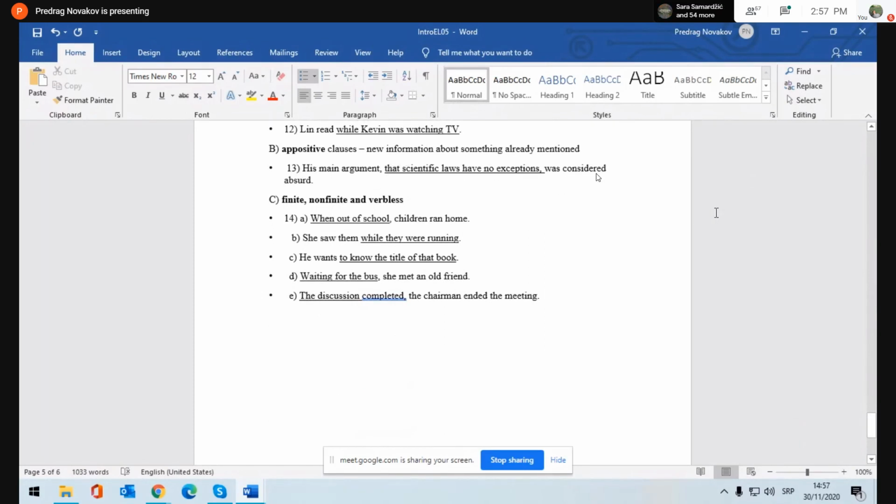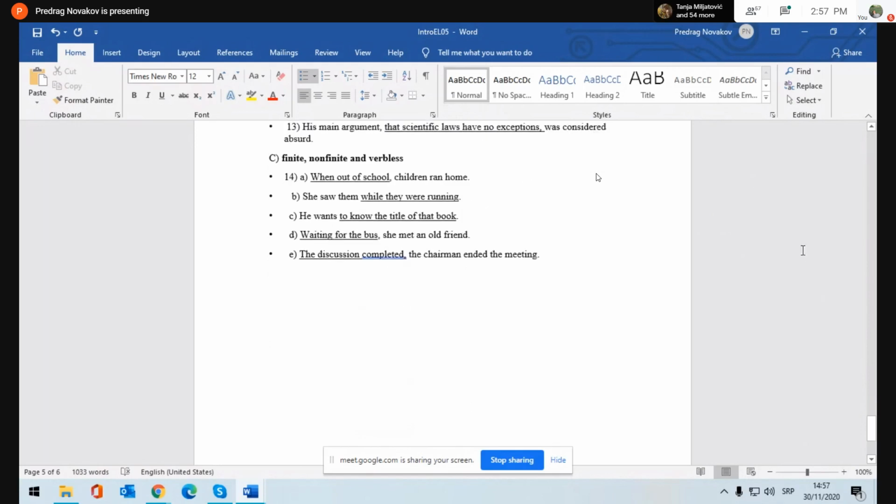So think about it. It can be omitted, but then we need perhaps clarification of this, okay? And it does not have the same subordinator as a relative clause because it is da in Serbian, okay? It is da or that in English, okay? Okay, appositive clauses, and finally the last part of this file, finite, non-finite, verbless clauses.